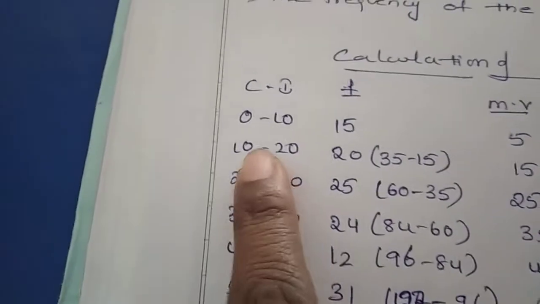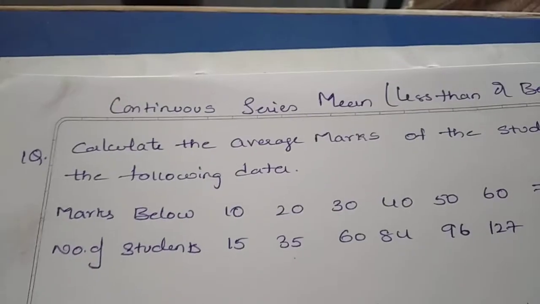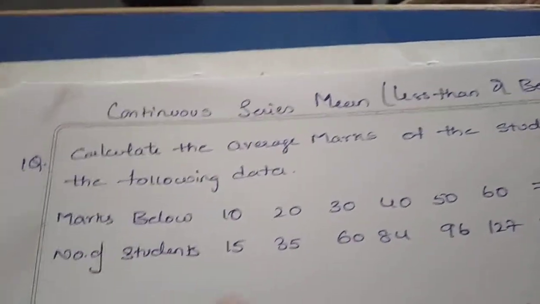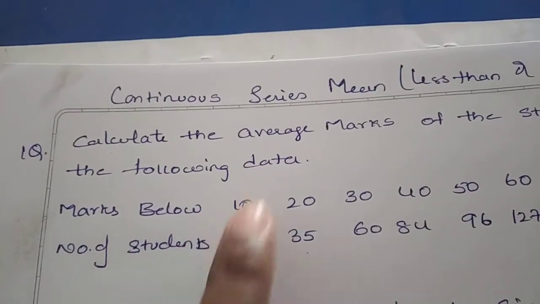But here what is required for us? Only 10 to 20 is required. Once I will explain clearly, listen carefully here. What he has done is he has given below 10. Below 10 means 0 to 10.